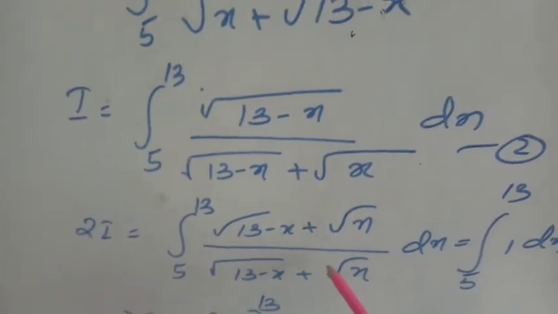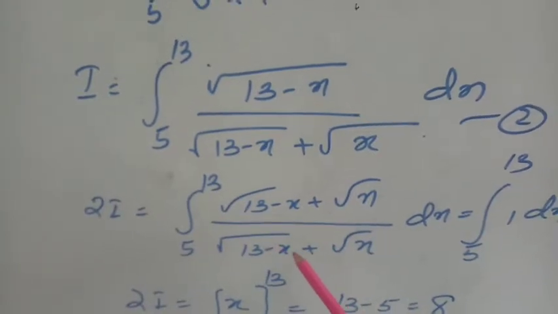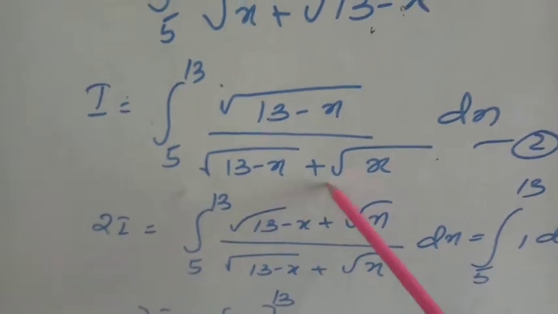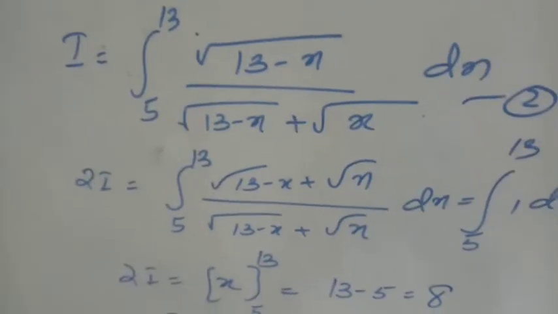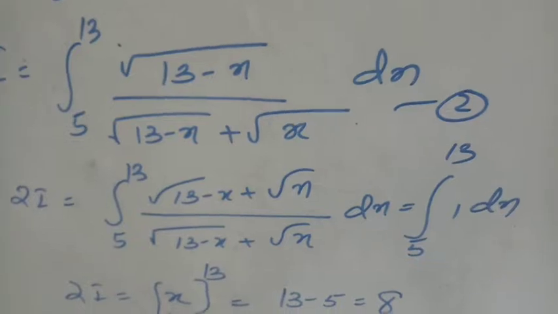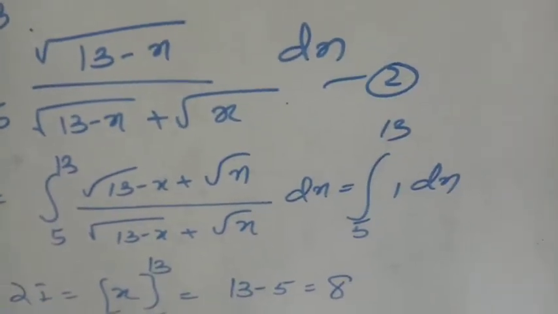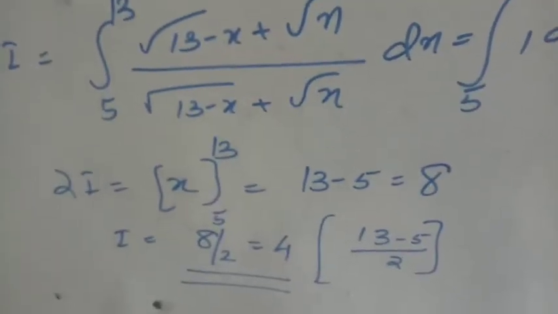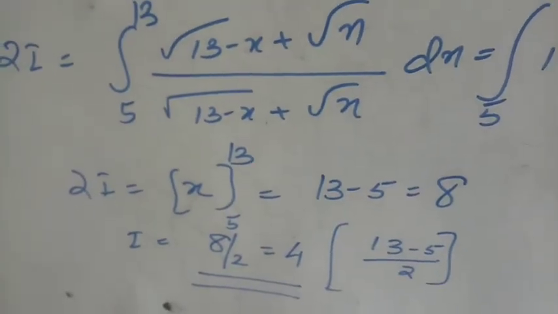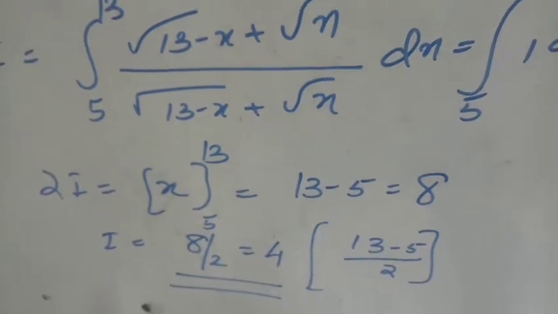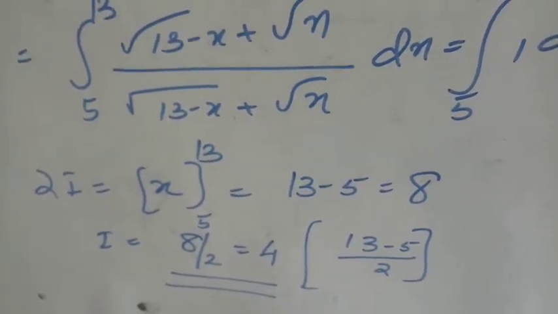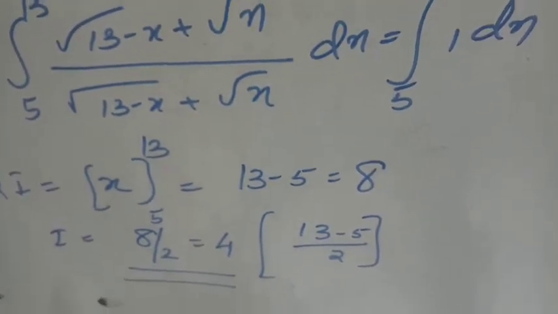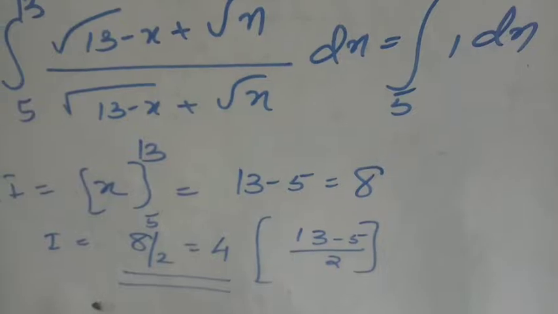Similar to the previous question, adding both of them, the denominators are same, adding the numerators we get the same function in numerator and denominator. So cancelling them we will get 1 as the function, integrate 1 and you will get x, and applying the limit, 13 minus 5 is 8. So 2I is equal to 8, I is equal to 8 by 2. Here also the answer is 13 minus 5 divided by 2: upper limit minus lower limit divided by 2.